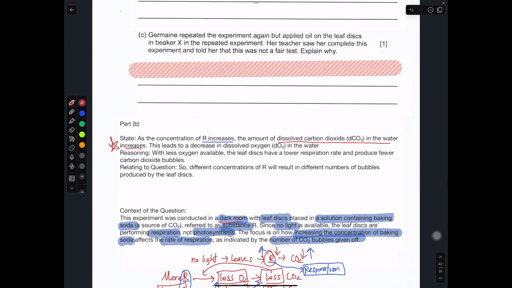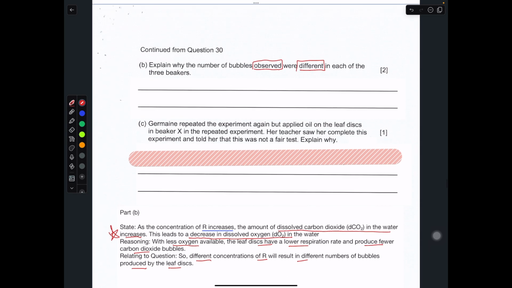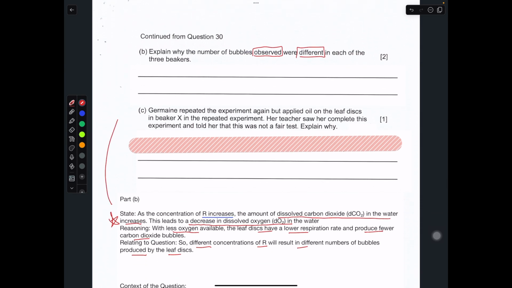Okay, so this leads to a decrease in the dissolved oxygen. So with less oxygen, the leaf disc has a lower respiration rate and produces less carbon dioxide. So then you relate to this. Different concentrations of R will result in different bubbles produced by the leaf disc. So this part over here, the answer is this.